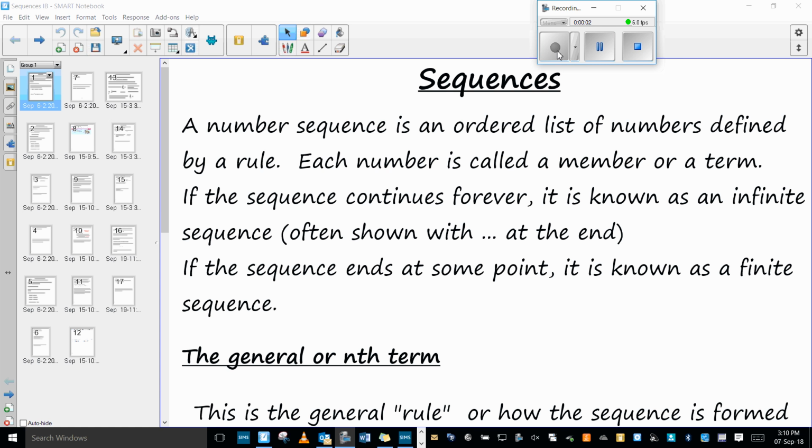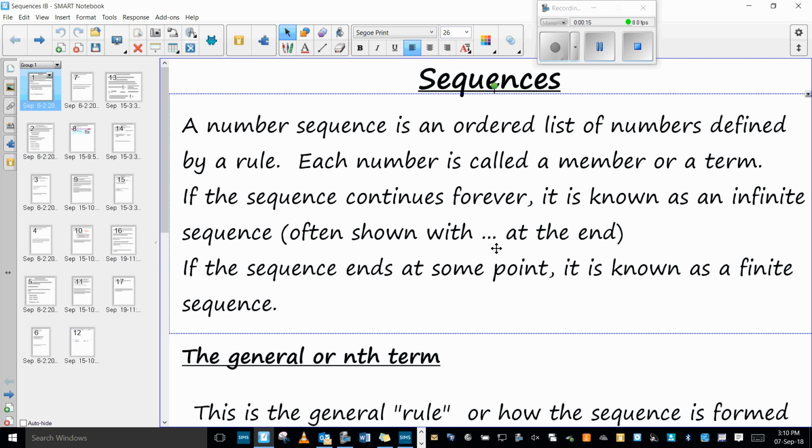A number sequence is an ordered list of numbers defined by a rule. Each number is called a member or a term. If the sequence continues forever, it's known as an infinite sequence, so often you'll see these dots at the end. If it ends at some point, it's known as a finite sequence.